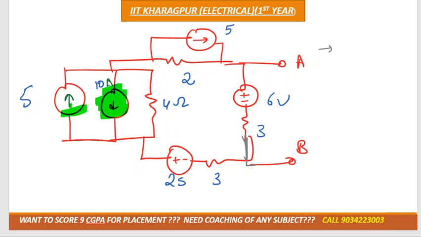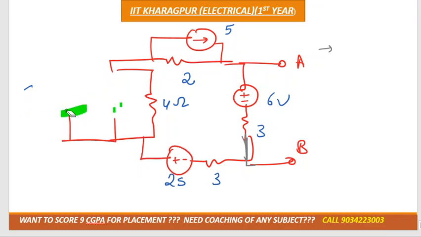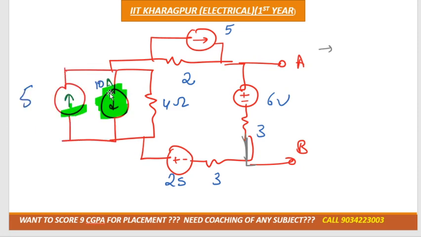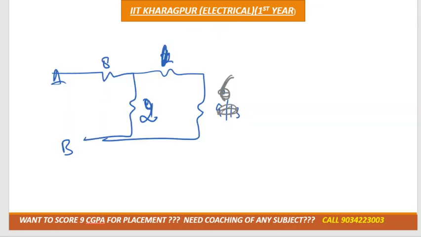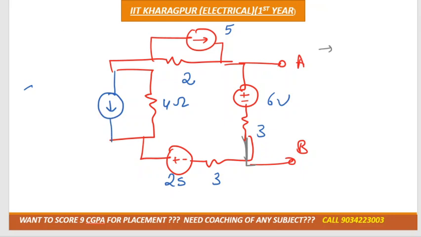So if I'll redraw the diagram, then the diagram would be like this. That would be 10 minus 5, okay, 10 minus 5 is how much, 5 ampere. And we'll take the direction according to the direction of the current source which is bigger. See, as you can see, 10 ampere is bigger and 10 ampere is moving downwards. So we'll take the current direction in the downward position. Got it? This one would be 5 ampere.